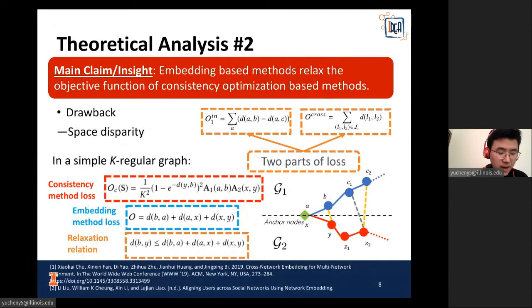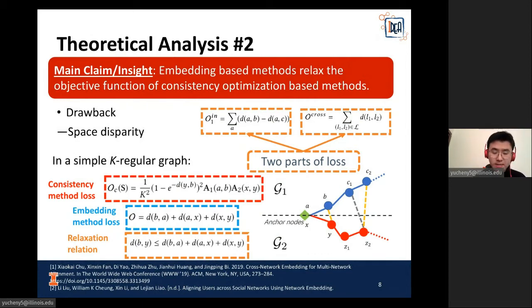For the embedding-based methods, the objective function can be divided into two different parts. The first is the inner part, which means that we want to embed nodes with edges between them closer than nodes which do not have edges between them. And the second part of the loss function is the cross-network loss. It means that if L1 and L2 are already known anchor nodes that should be aligned together, we should make the distance between them very small.